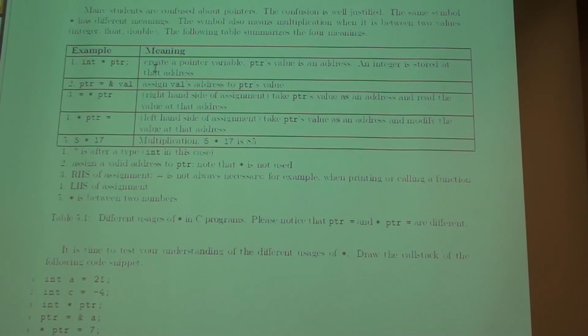The next line, line 6, will say C equal to star PTR. So what will this do? Which rule does this correspond to? Rule 3. Why? Because star PTR is on the right side of the assignment. If you read this rule, you take PTR's value as an address. PTR's value is 100. You are going to read the value from that address, and that value is currently 17. So this line is equivalent to C equal to 17. Therefore, this will become 17.